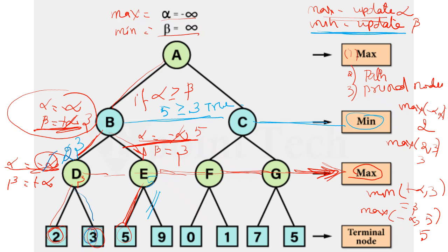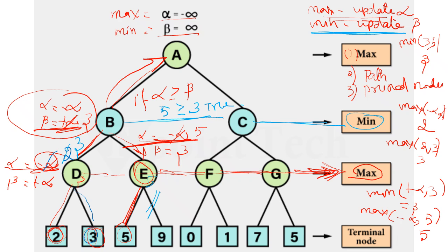So we have to check min of the existing value 3 and the node value. What is the node value? Right child E is equal to 5. What is the minimum? 3 only. So there is no change in beta value. The already existing value is also the minimum, so no need to change the value. No updation here.